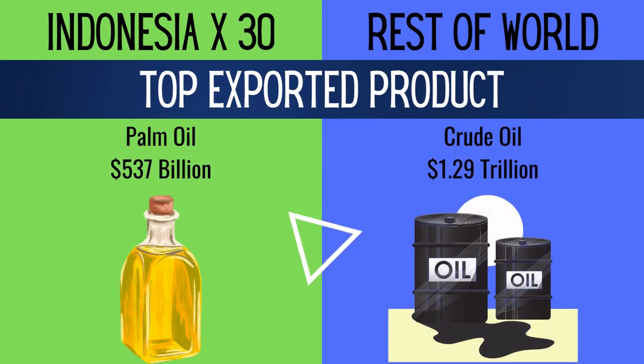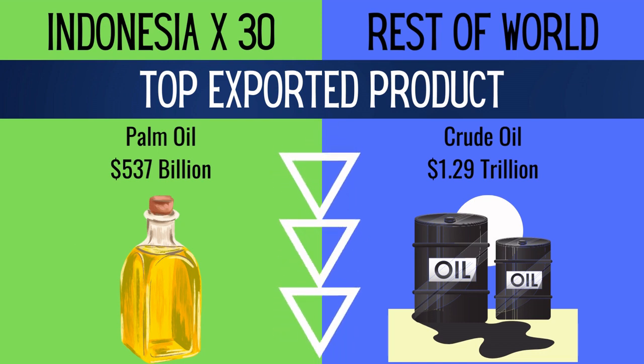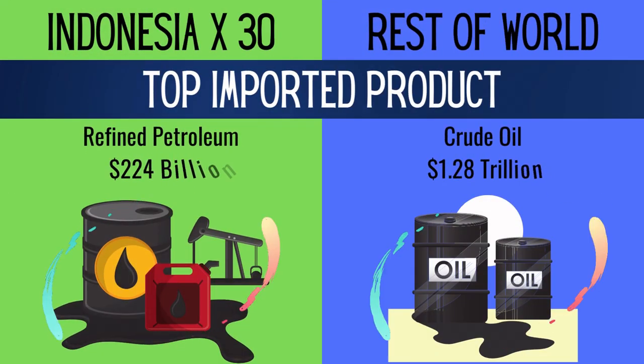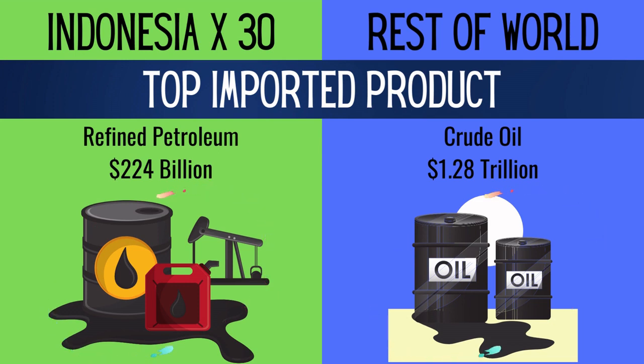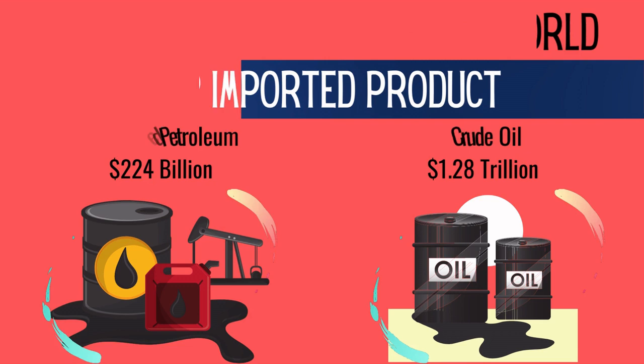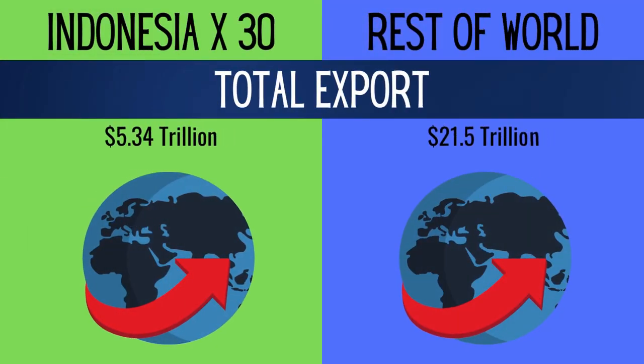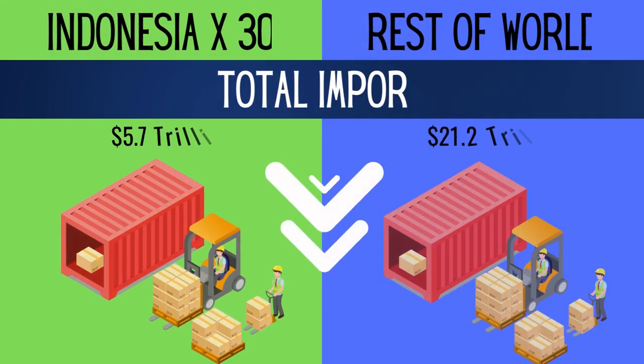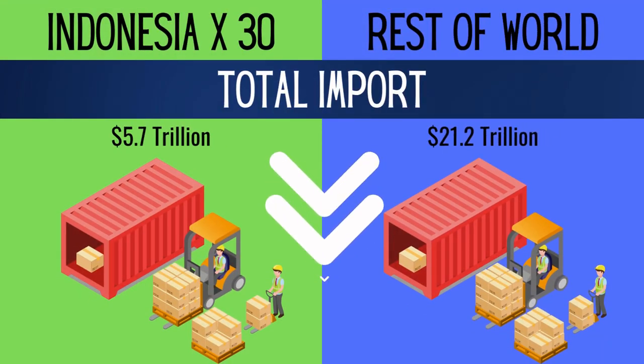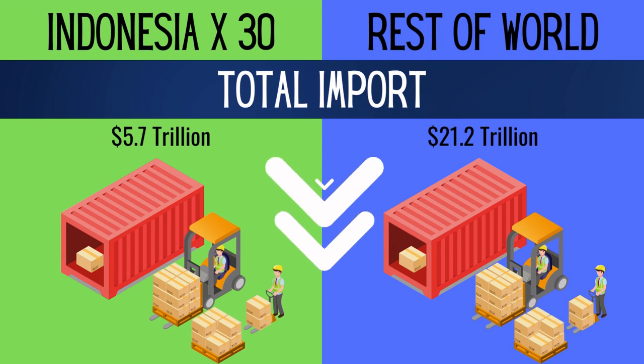Top exported product of 30 Indonesia is palm oil, and it's crude oil in rest of the world. Refined petroleum is the top imported product in Indonesia, and it's crude oil in rest of the world. Total exports of 30 Indonesia is $5.3 trillion, and it's $21 trillion in rest of the world. Total imports of 30 Indonesia is $5.7 trillion, and it's $21.2 trillion in rest of the world.